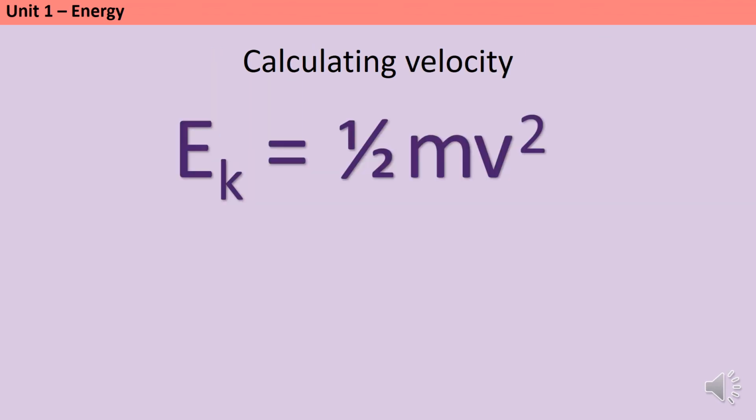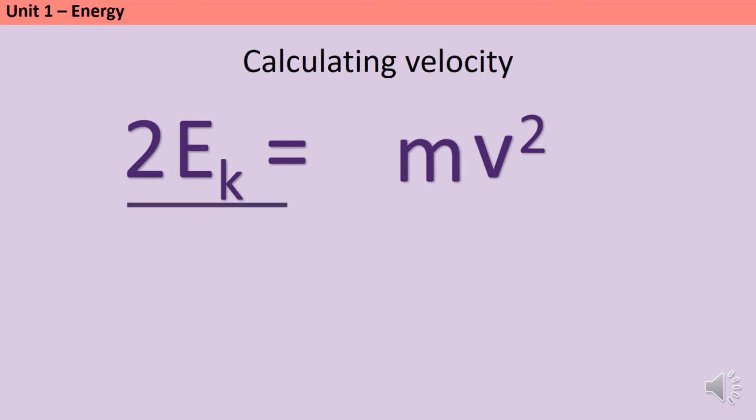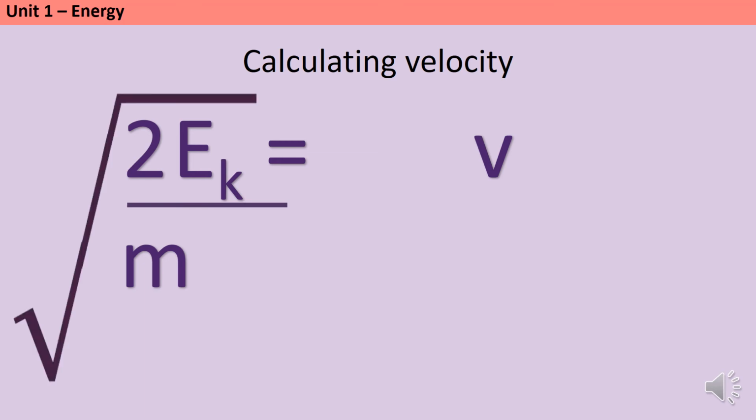Finally, we're going to use the same equation to calculate velocity. So, firstly we need to get rid of the half, and we do this by doubling everything. 2 times the kinetic energy is mass times velocity squared. Now we want to get rid of the mass. Right now it's multiplying, so we need to divide. And now we want to get rid of this squared sign to get v on its own. So we're going to square root everything.